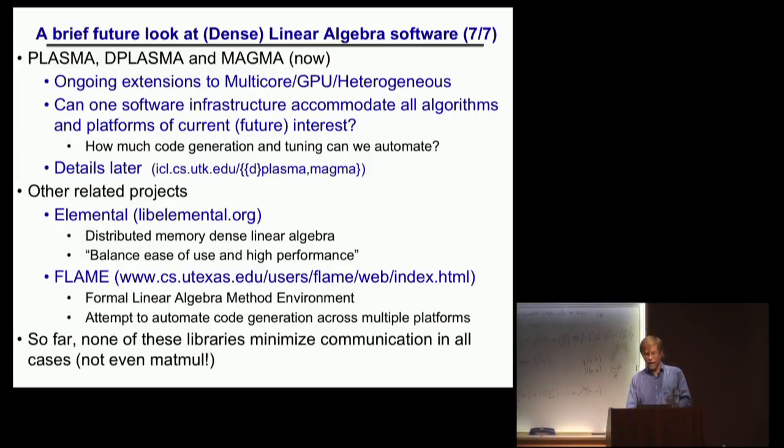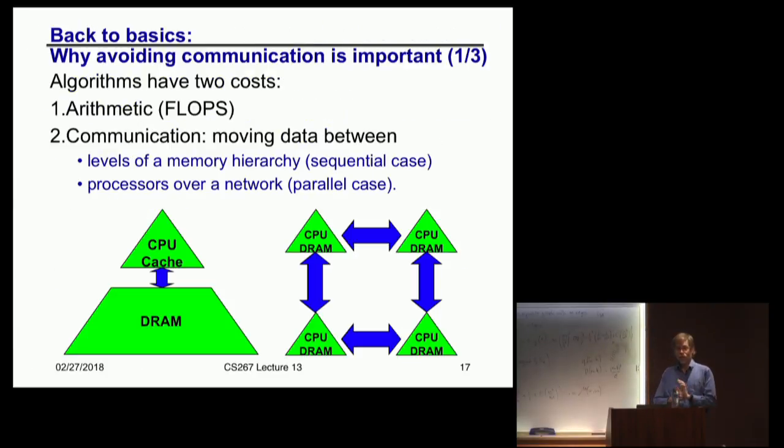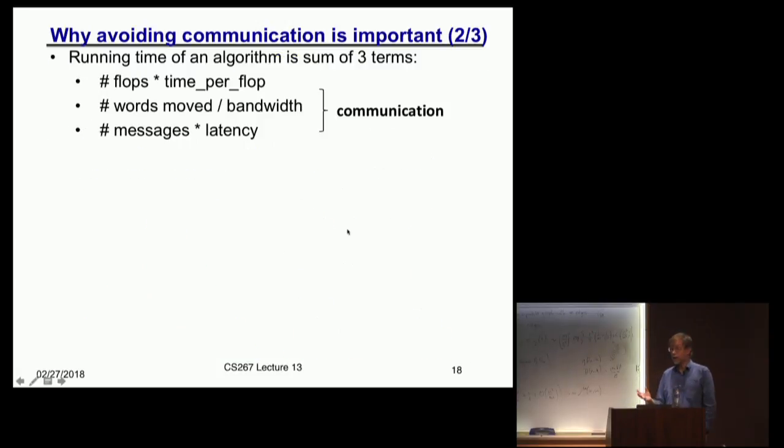So let's go back and remind you, before I talk about how to optimize matrix multiply, I'll just preach to the choir and say why we want to minimize communication. My model of any platform, be it a sequential platform or a parallel platform, is that there are two costs: doing the arithmetic and moving data, either between levels of a memory hierarchy or between different processors over a network.